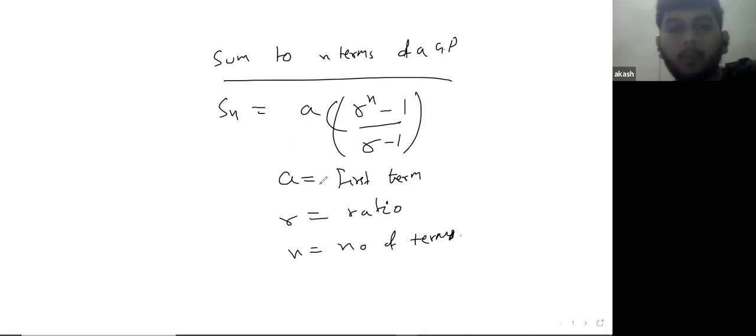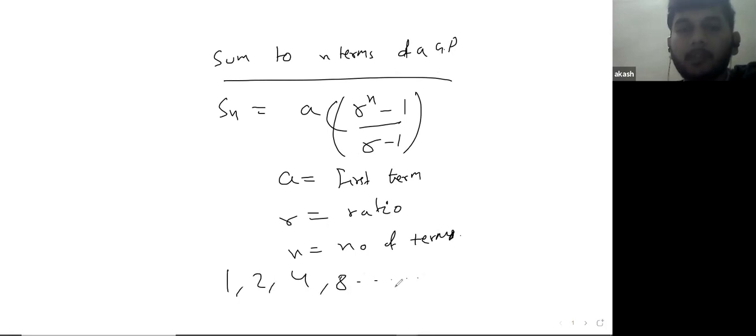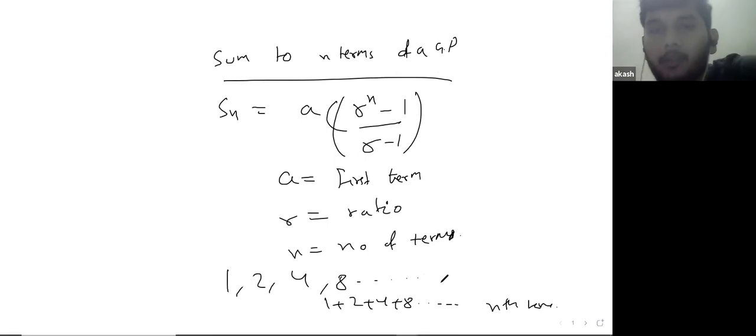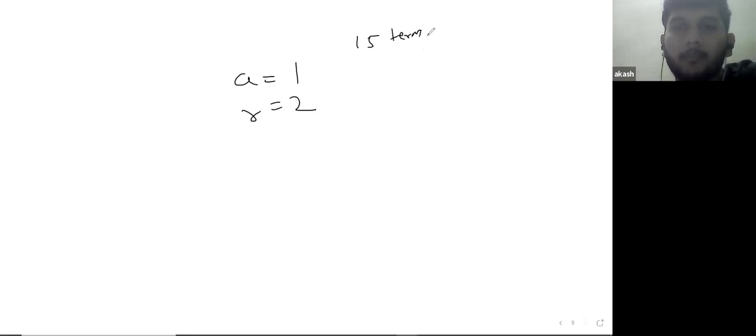Sum to n terms of a GP. What this means is, if you have a GP, what will be the sum? 1 plus 2 plus 4 plus 8 plus till nth term. This is the formula, Sn equals A into r raised to the power n minus 1 upon r minus 1. If I apply this formula in this series, we'll have the value of A as 1, r is 2, right? And if the question says first 15 terms, then n equals 15.